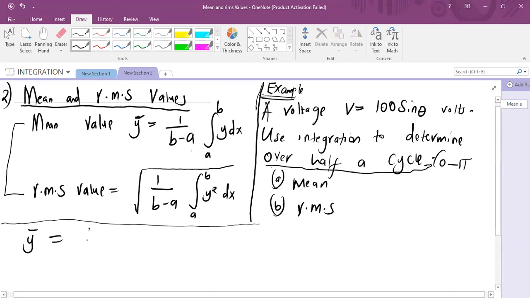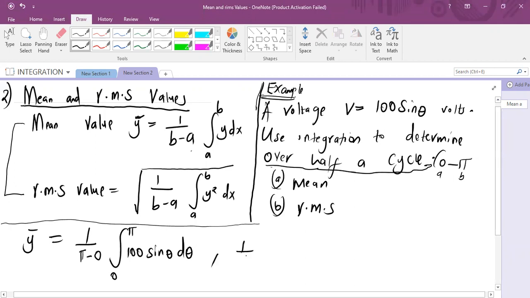Now the mean value is given by 1 over b minus a. So we've said that it is from 0 to pi, meaning our a is 0 and our b is pi. So b minus a will be pi minus 0. Integral from a to b, that is from 0 to pi, of y dx. And what is our y? Our y is V in this case, and it is 100 sine theta, 100 sine of theta d theta. Then basically that's it. We evaluate this and get the mean value.